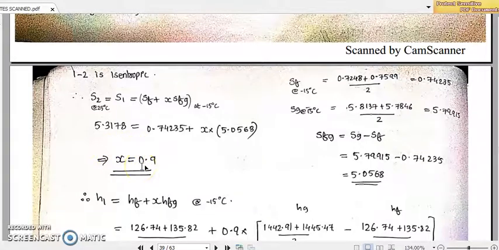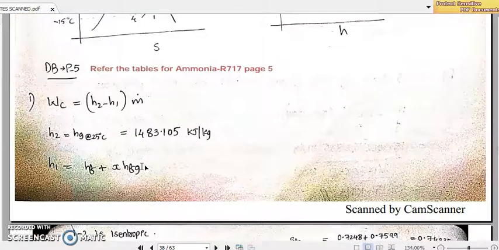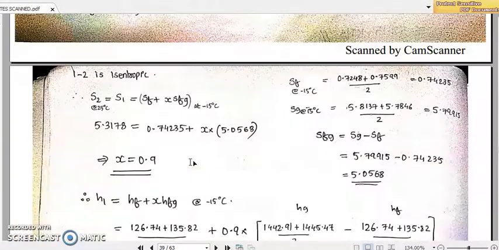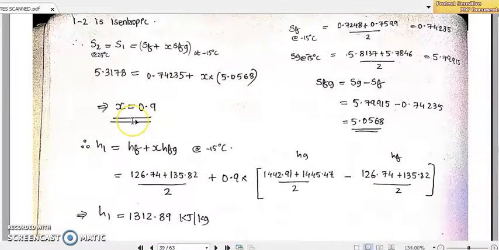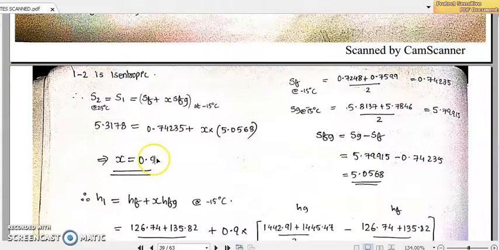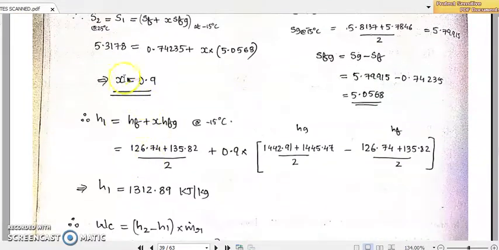What does that mean? The condition of refrigerant at point 1 will be 90% vapor content, and only 10% will be liquid content. So we can substitute this value of X in our enthalpy relation. Already we have written the enthalpy relation to find the value of enthalpy at point 1, that is HF plus X into HFG.